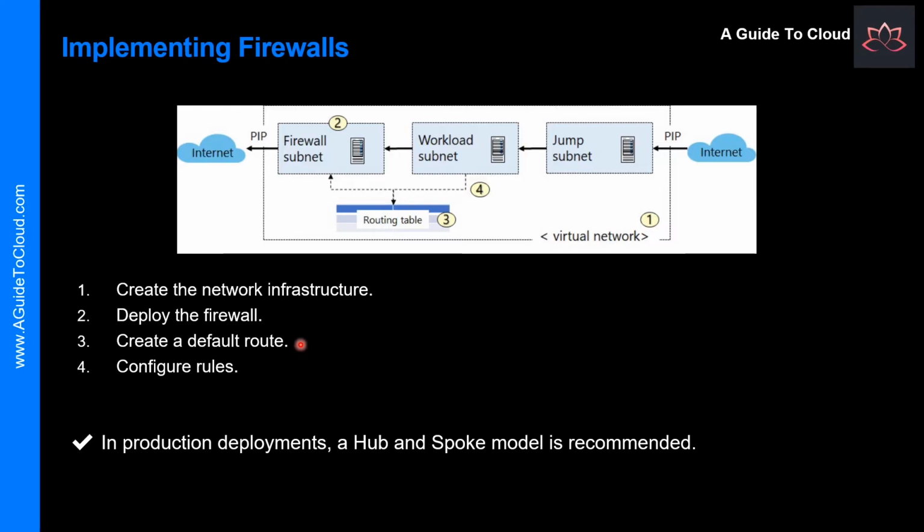The third step is to create a default route. Create a routing table to direct network workload traffic to the firewall. The route will be associated with the workload subnet. All traffic from the subnet will be routed to the firewall's private IP address. And finally, configure an application rule. In a production deployment, a hub and spoke model is recommended, where the firewall is in its own VNet and workload servers are in peered VNets in the same region with one or more subnets.